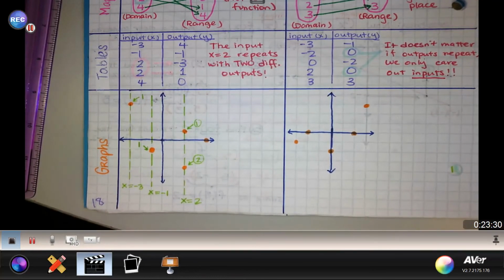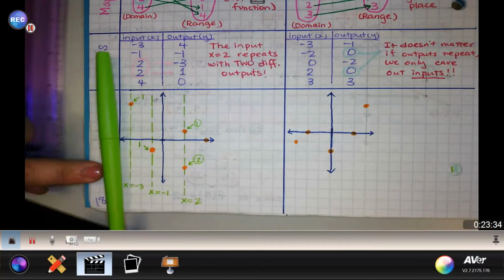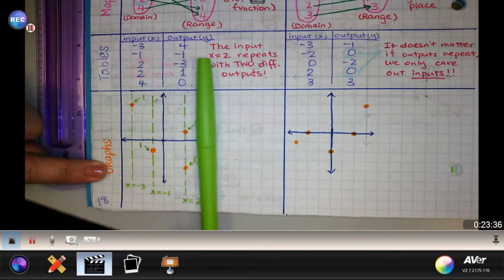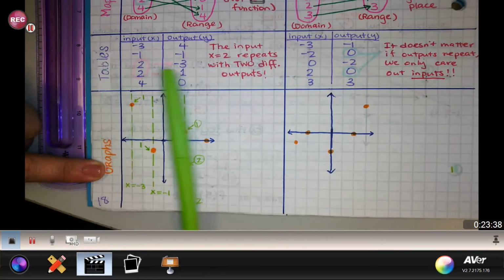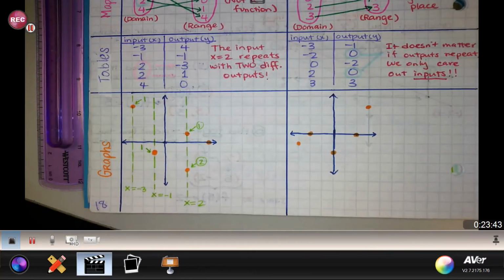So that's what I meant about the vertical line test. So these are vertical lines. Sometimes what I like to do is just take my pen and slide it vertically across and see what happens instead of actually drawing them. But there's our problem. So what does this mean?